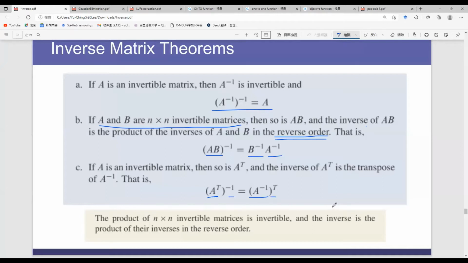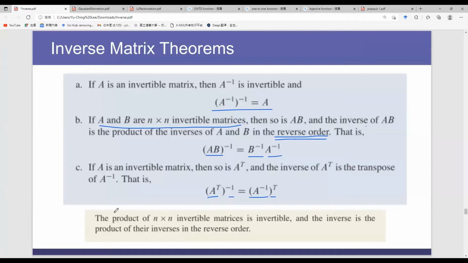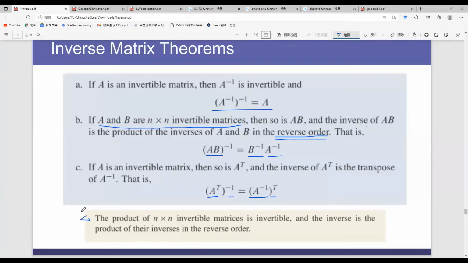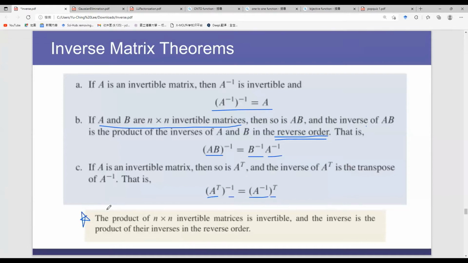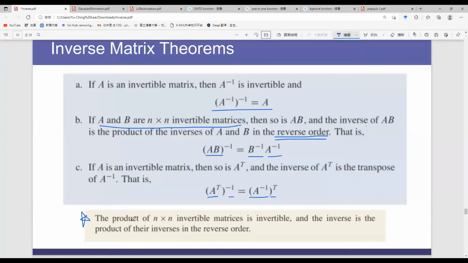Okay, and so again, we remark the most important concept right here. The product of invertible matrices is also invertible. But if we want to express the inverse of it, the inverse is the product of their inverses in the reverse order.